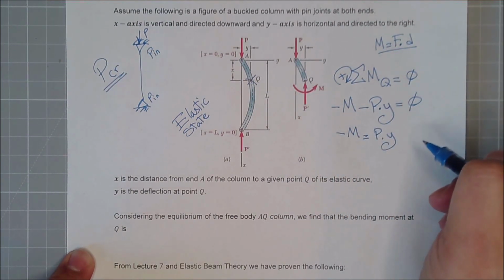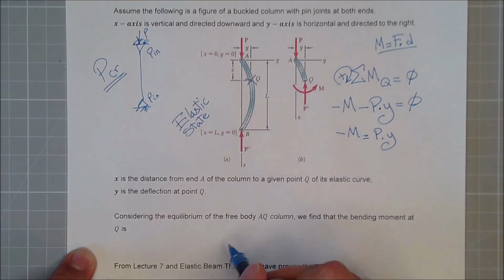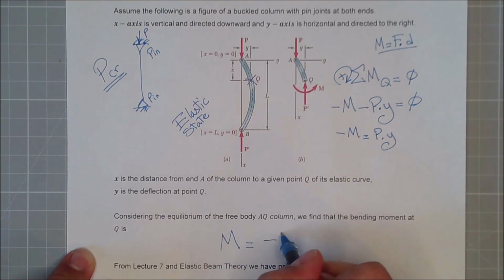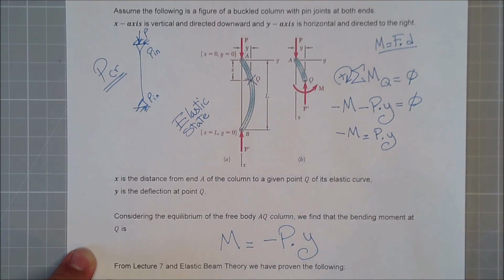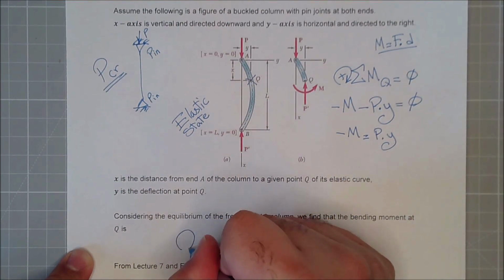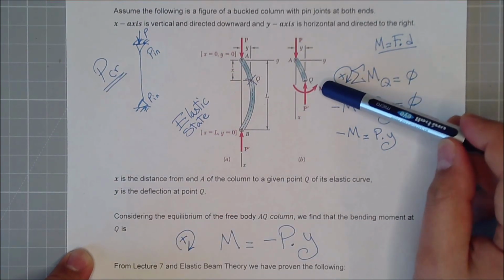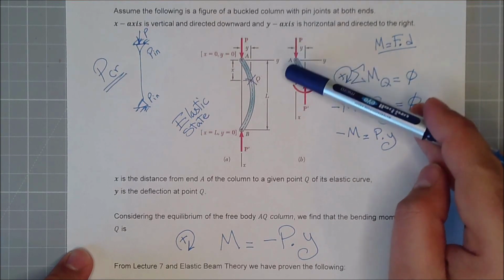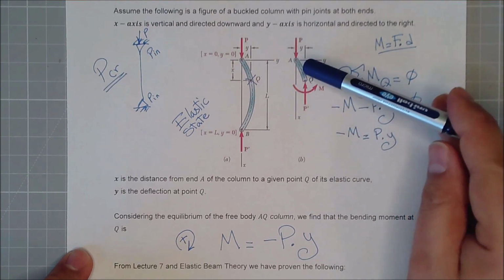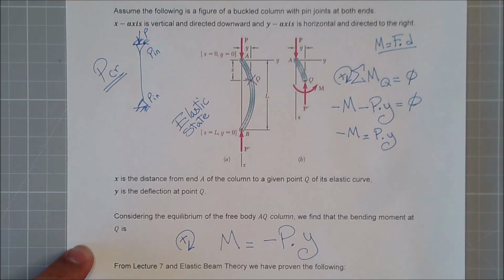From this, I'm sure you all will agree that M is negative Py. I just took this negative to the other side, considering this direction as positive. So this M over here is actually negative, opposite direction, P times y. We're happy with this.